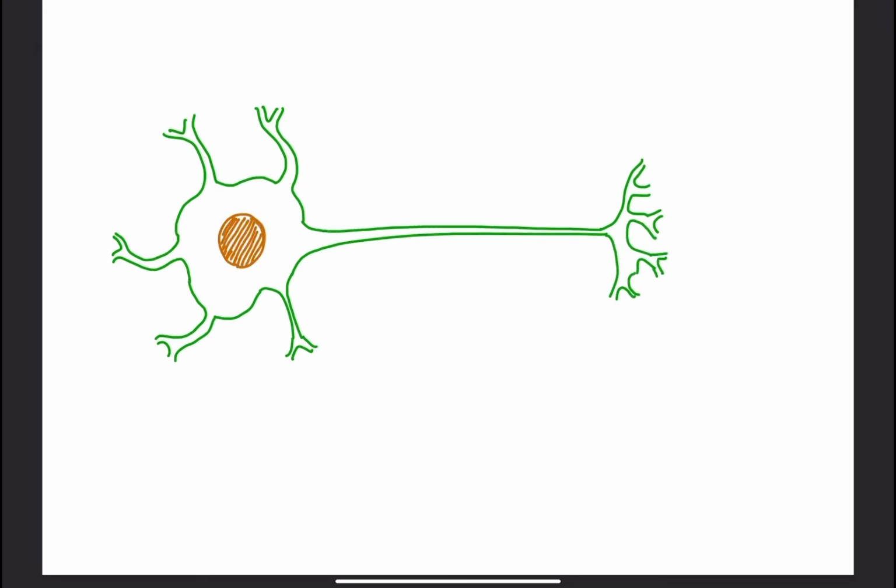A neuron or nerve cell is a functional unit of the nervous system. Let's take a look at the structure of a neuron. A typical neuron consists of a cell body or soma, dendrites, a single axon, and a nerve terminal. Dendrites are the multiple branches like a tree extending from the cell body or soma, inside which is the nucleus.